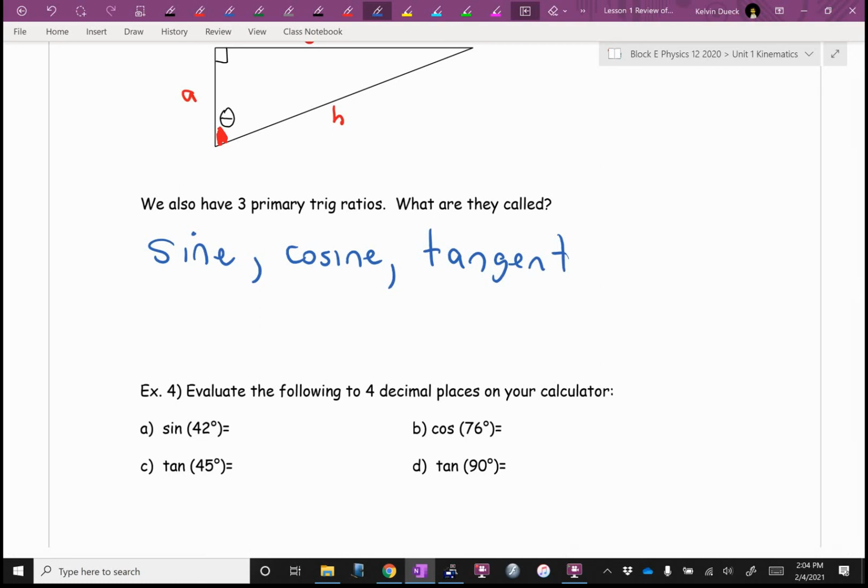We don't use them much in physics. They're kind of redundant. In fact, you may notice you don't have a secant or a cosecant or a cotangent button on your calculator. They're nice, but eh.